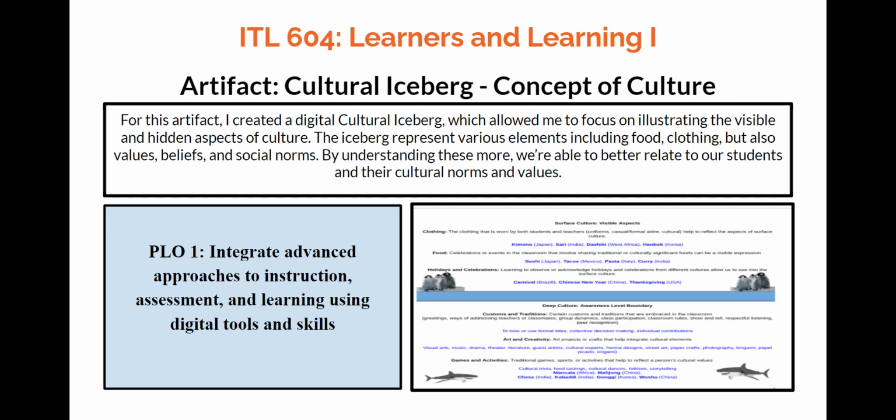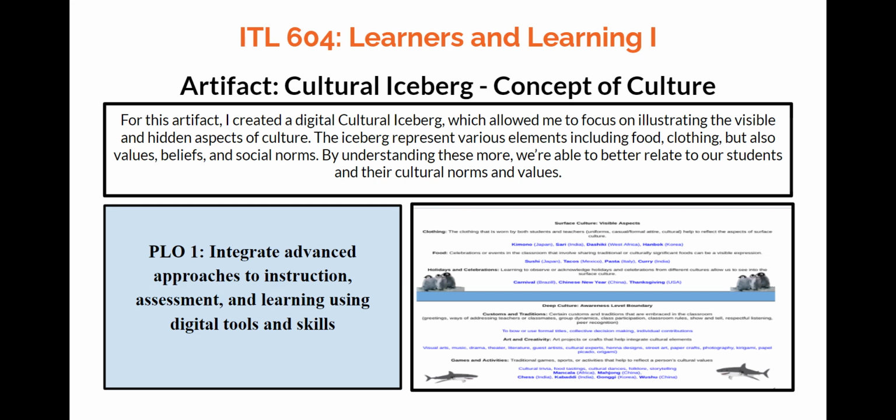ITL 604 was Learners and Learning 1. The artifact was the cultural iceberg, the concept of culture. I really enjoyed this class. I created a digital cultural iceberg, which allowed me to focus on illustrating the visible and hidden aspects of culture. The iceberg represented various elements, including food, clothing, but also values, beliefs, and social norms. By understanding these more, we were able to better relate to our students and their cultural norms and values.